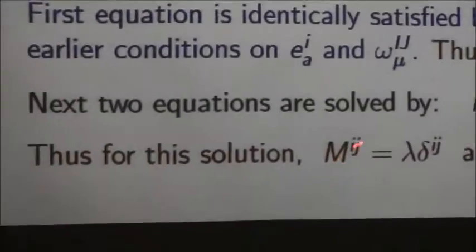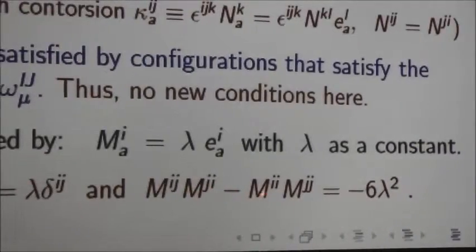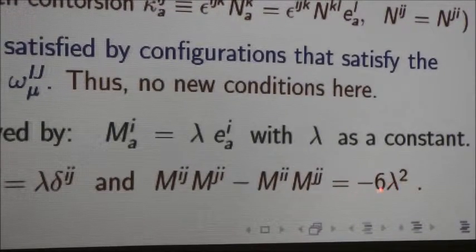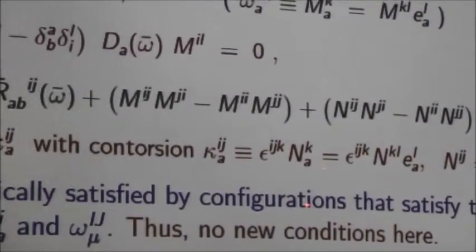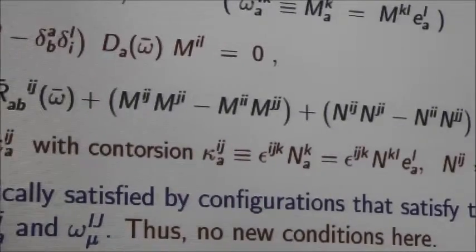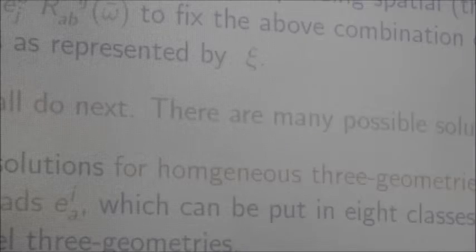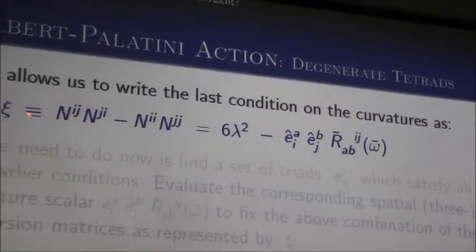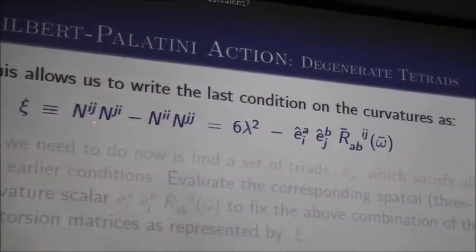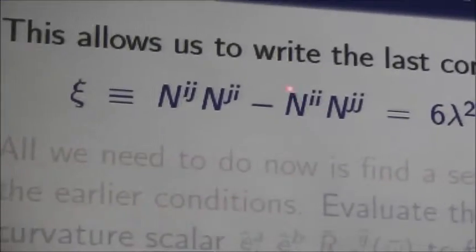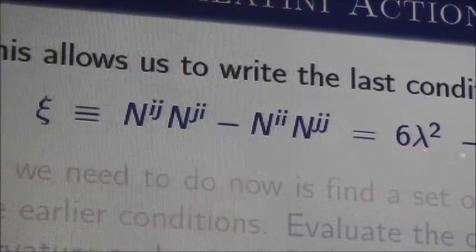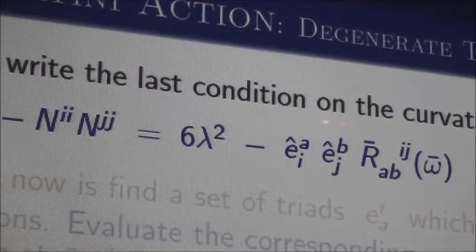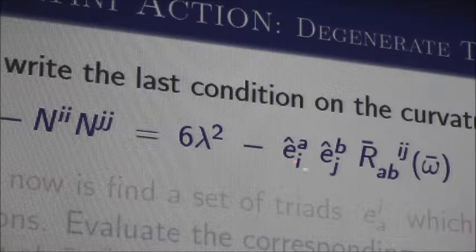Then for this solution, M_ij, which was here, is simply lambda times delta_ij, so M_ij M_ji minus M_i squared is minus 6 lambda squared. So I can put this minus 6 lambda squared and rewrite this last equation. This is the only one that is not solved; everything else has been solved. This allows us to rewrite the last condition on the curvatures as the combination zeta, which is N_ij N_ji, the trace of the squares of N minus the square of the traces, equal to 6 lambda squared minus c minus this scalar, the 3-scalar curvature.